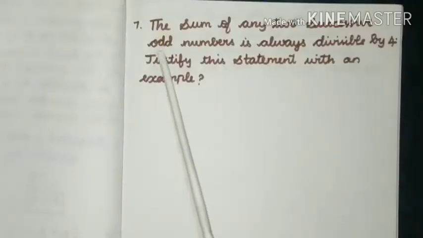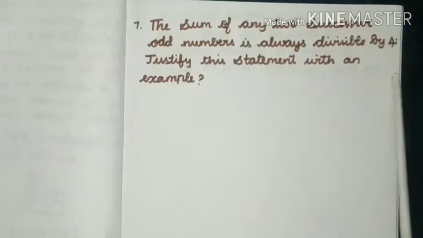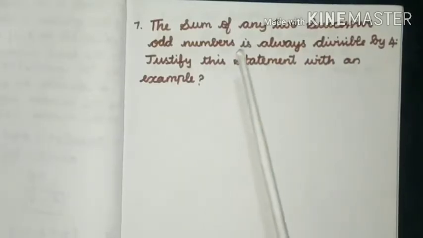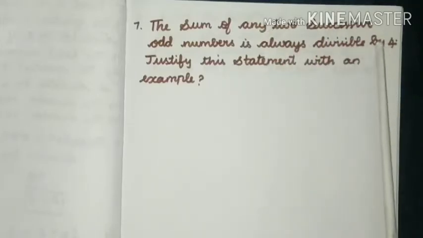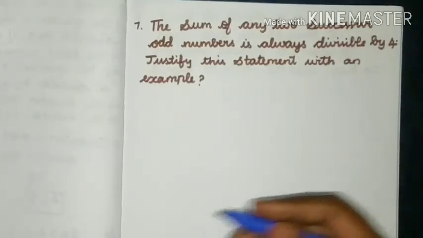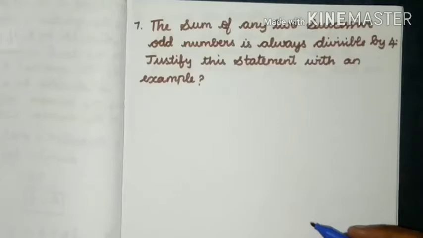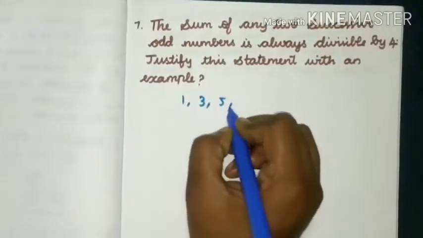Seventh sum. The sum of any two successive odd numbers is always divisible by 4. Justify the statement with an example. Here the given question is the sum of any two successive odd numbers is always divisible by 4. Successive number is nothing but one after another number. Successive odd numbers means 1, 3, 5, 7.